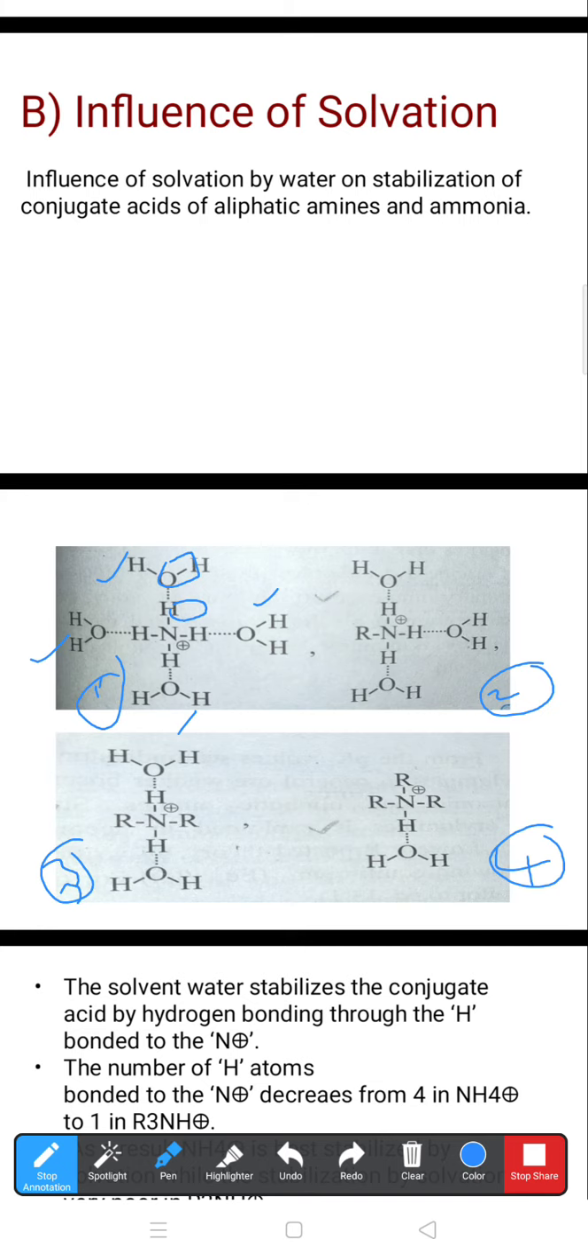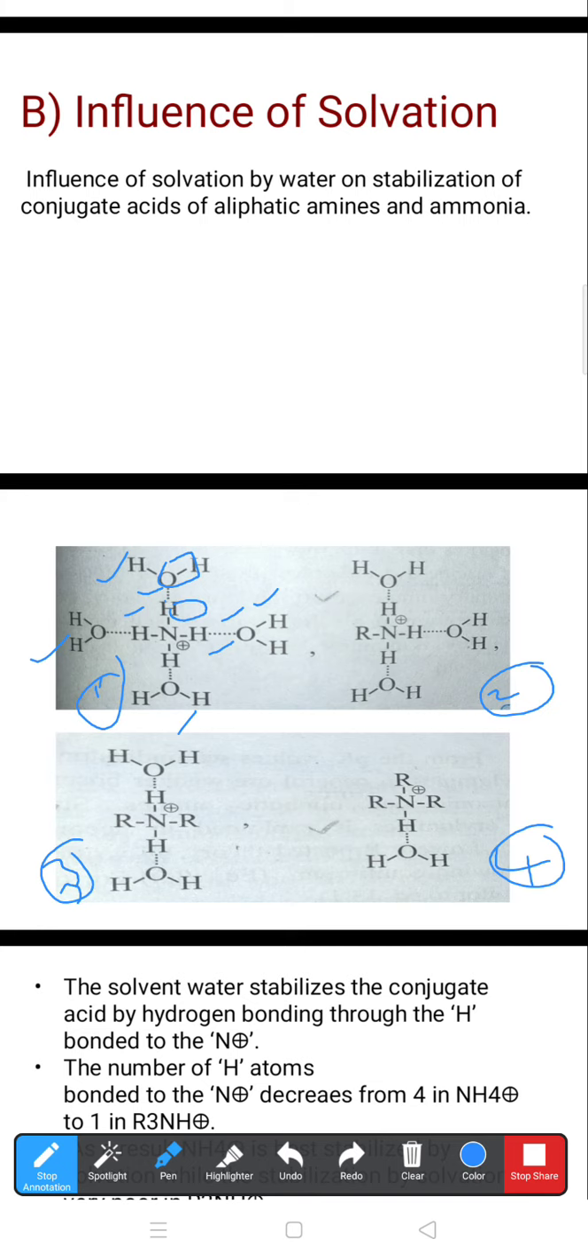That bonding is shown in a dotted manner, and that dotted line indicates hydrogen bonding. Here this is hydrogen bonding, this is also hydrogen bonding, here also we see, and here also we see a dotted portion called hydrogen bonding. In the second structure, RNH3 plus is bonded by three water molecules. So here one water molecule is replaced by R.